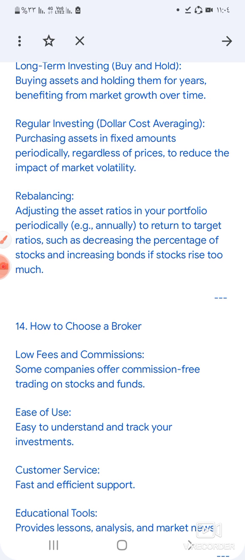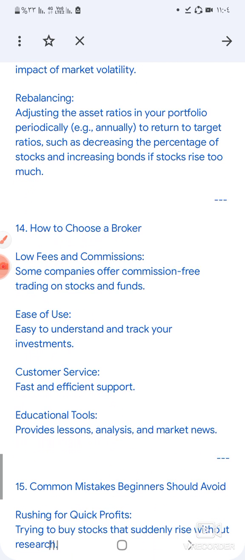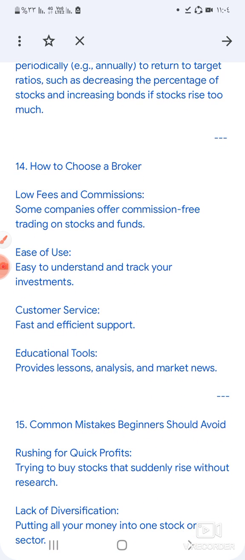14. How to choose a broker. Low fees and commissions. Some companies offer commission-free trading on stocks and funds. Ease of use. Easy to understand and track your investments. Customer service. Fast and efficient support. Educational tools. Provides lessons, analysis, and market news.